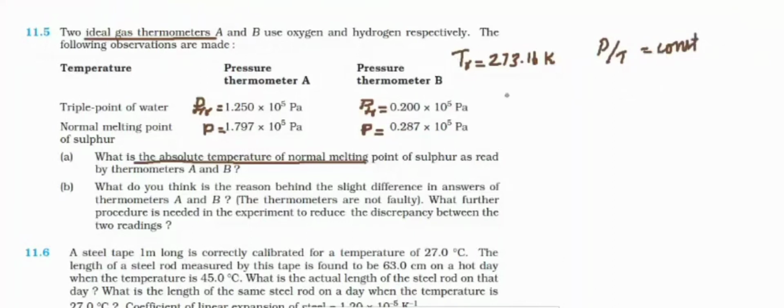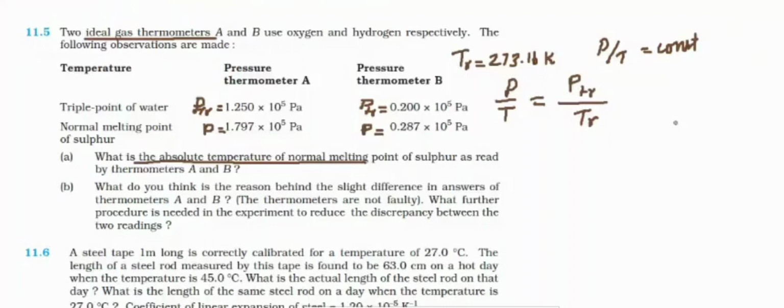So accordingly, we can take the equation here. P by T, that is pressure and temperature at a normal melting point, is equal to PTR, pressure at a triple point divided by triple point. So P by T is a constant means P1 by T1 is equal to P2 by T2. This is according to gas law. So that we can apply here.